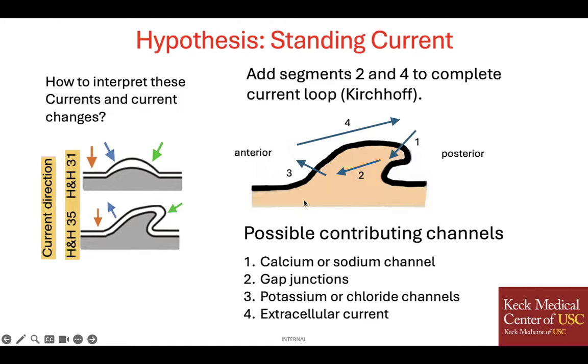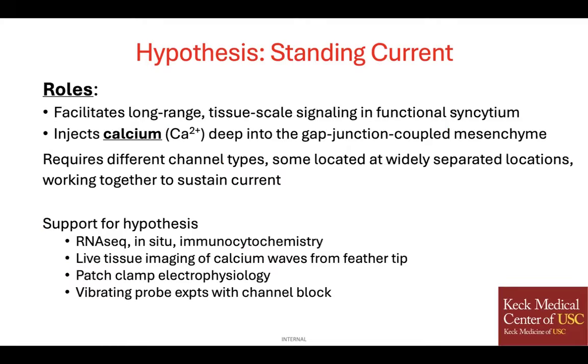Okay, so this was the hypothesis, and you'll see we are excited because it explains a number of things. One is that this kind of loop facilitates long range, even tissue scale signaling when the cells are coupled with gap junctions in a functional syncytium. This kind of standing current can inject calcium deep into the gap junction coupled mesenchyme. It does require different channel types, some located at widely separated locations, that work together as a unit to sustain the standing current.